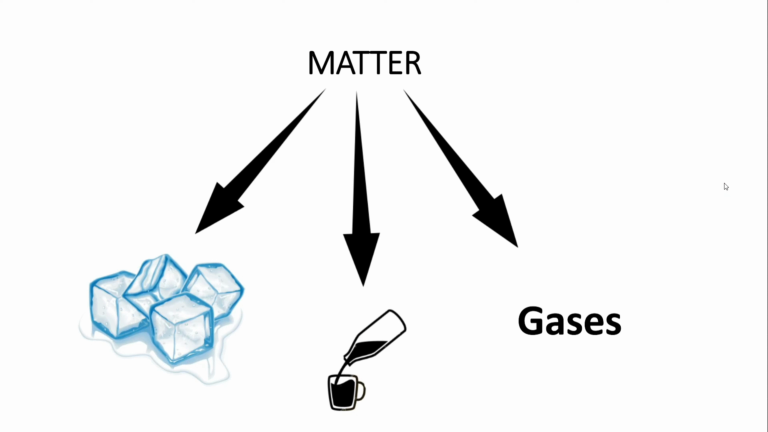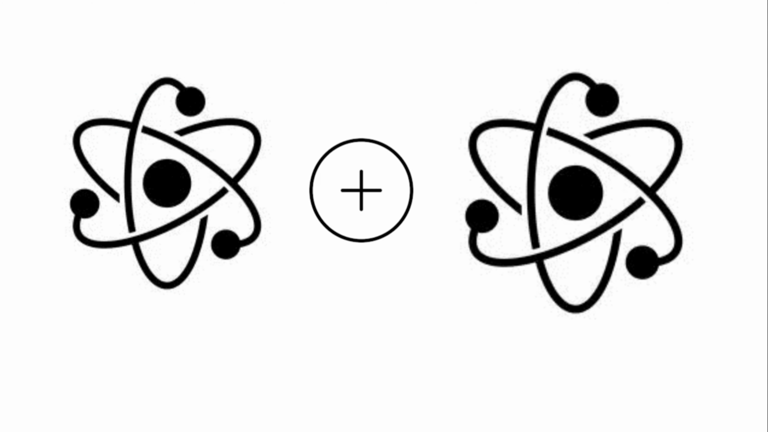Now friends, whatever is around us is matter, and matter exists in three forms, which are solids, liquids and gases. Now as gases are invisible, I was not able to put a picture for that. Now friends, all the matter is made out of small particles which are known as atoms, and when many atoms combine with each other they make molecules.